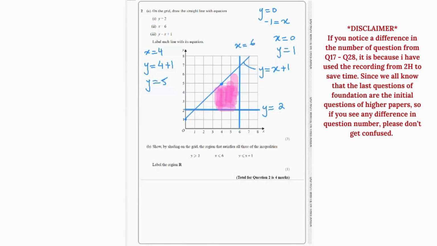let's do this again. So this is your region that satisfies the inequality. This is region R.